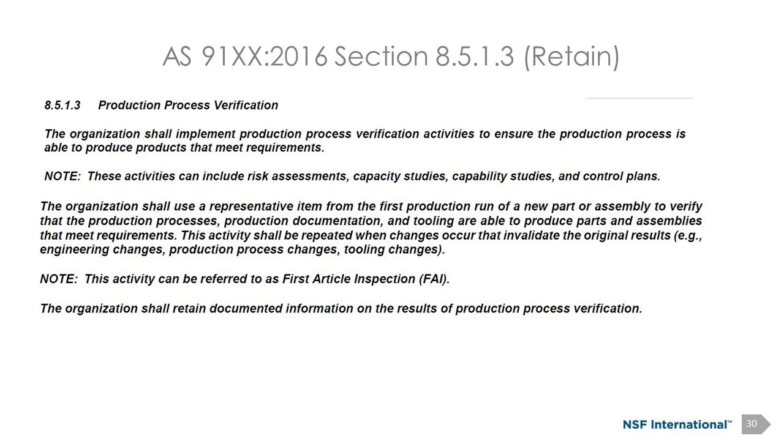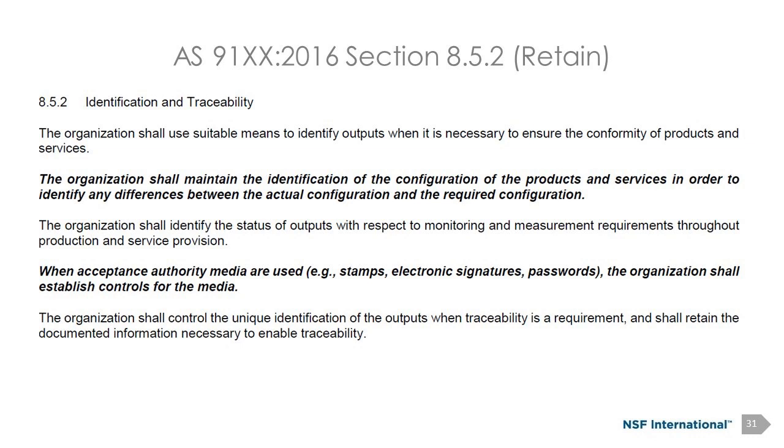Okay? The next citation is 8.5.1.3 for production process verification. And we have a difference between first piece and first article. So first piece, as we know, is that production process verification, and then a subset of that is the first article. And this is going to say that regardless of what we're doing, we're going to have some evidence, or some retained documented information, to show that the results of the production process verification activities have been done, whether it's an FAI form, a first piece inspection form, whatever tool we're using, we're going to have some retained documented information to demonstrate that we've done what we said we were going to do.